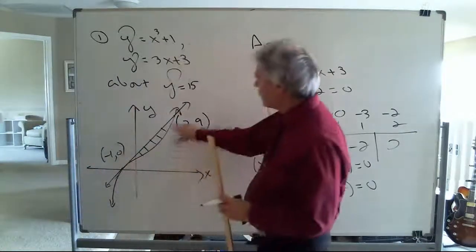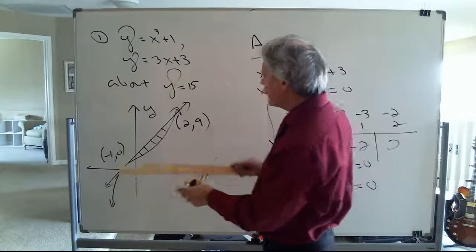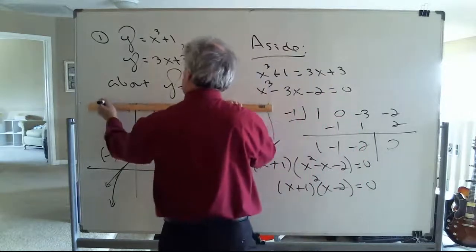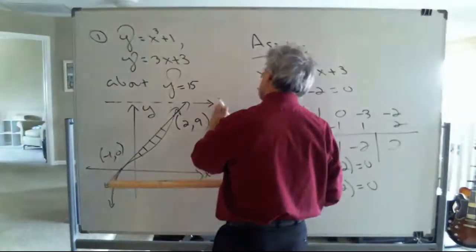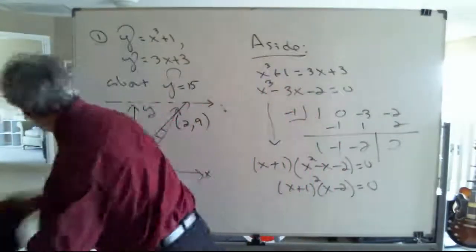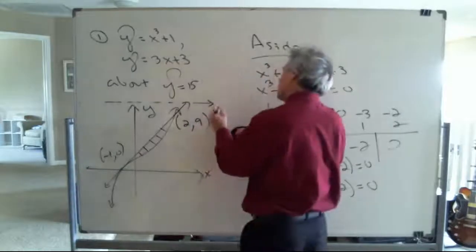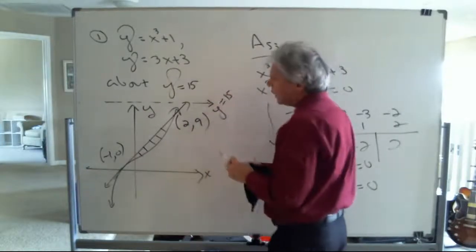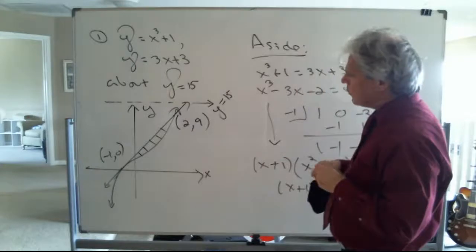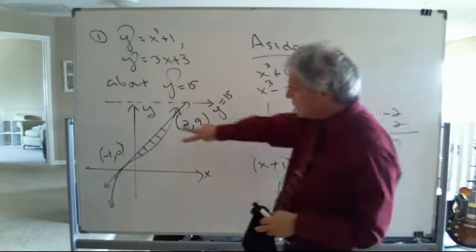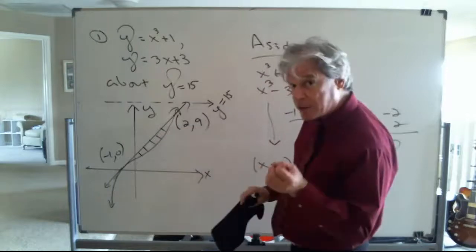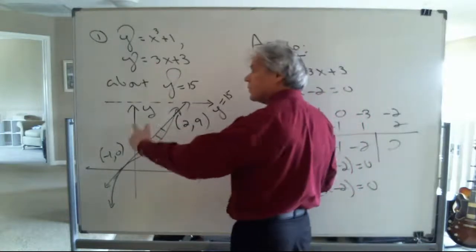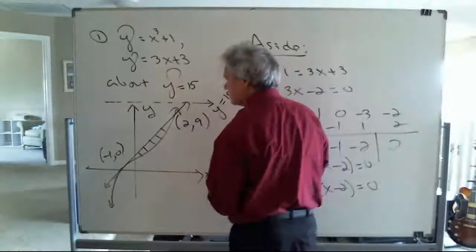This is the region I'm revolving about that line. But that line y equals 15 is a horizontal line right here. Now, if I'm using the washer technique, my rectangle will be vertical. But since we're using the cylindrical shell technique, my rectangle is going to be horizontal and it'll wrap as such.